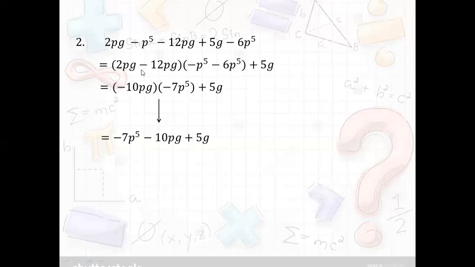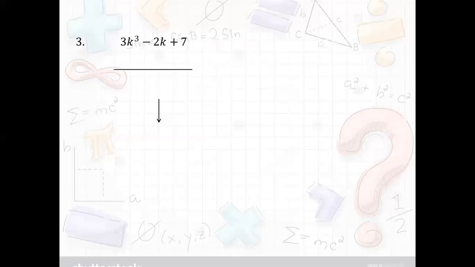So 2 minus 4 will give you minus 2pg, and minus 1 minus 6 will give you minus 7p to the power of 5, as there is a minus 1 here, plus 5g. So this is your polynomial, but arrange it in the proper form. So that's going to be negative 7p to the power of 5 minus 2pg plus 5g. Arrange them according to the degree value from greatest to least. Okay, moving to question number 3.